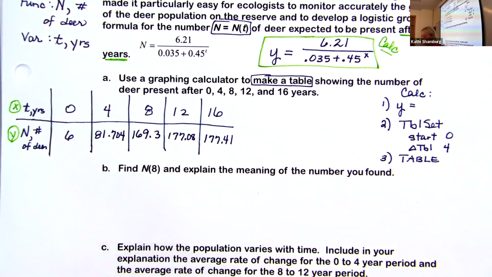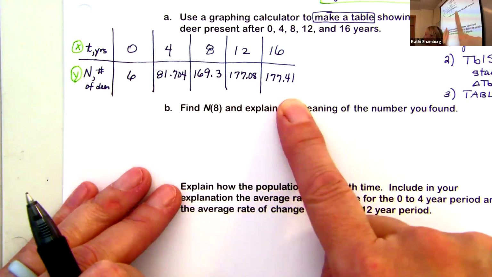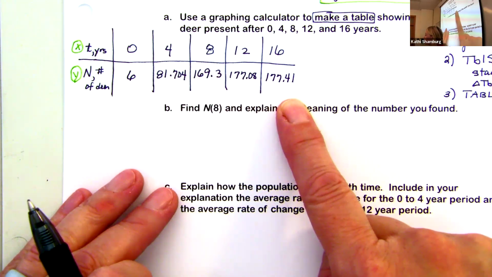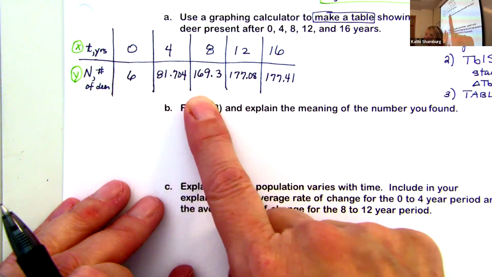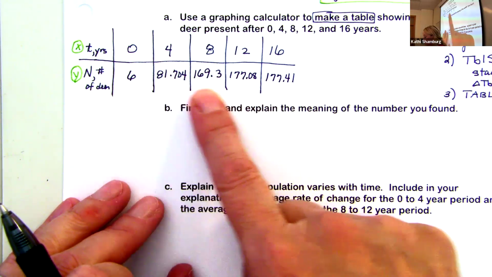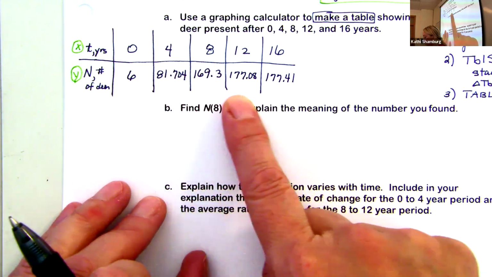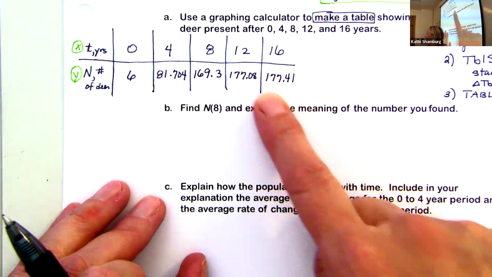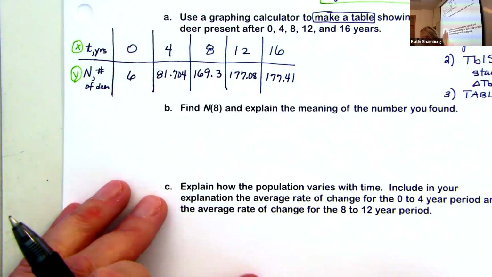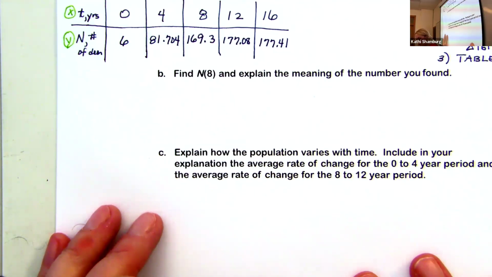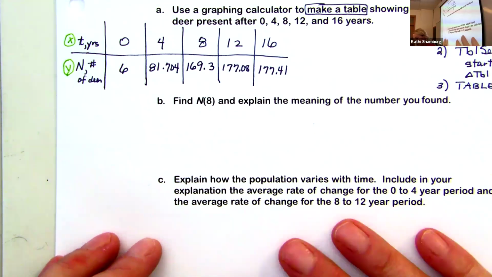Okay, now we know from unit 1, I can look at the table and see what's going on with the population of the deer. What's happening with the deer? They are increasing, right? These numbers get bigger. So we know that the deer population is increasing at a, what happens here at the end? Decreasing rate. It starts slowing down. Okay. All right. Part B. Find N at 8 and explain.